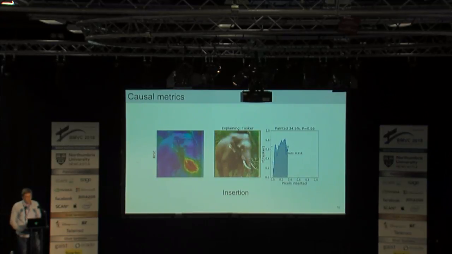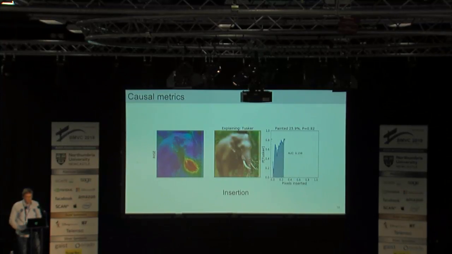Similarly, we define the insertion metric. In this case, you start with the blurred version of the image, and you start deblurring pixels according to their saliency. And in this case, we expect the probability to go up, and the AUC should be higher.